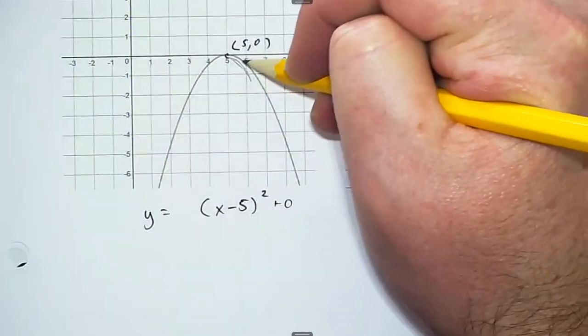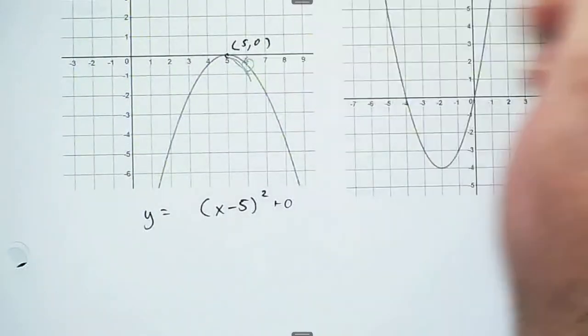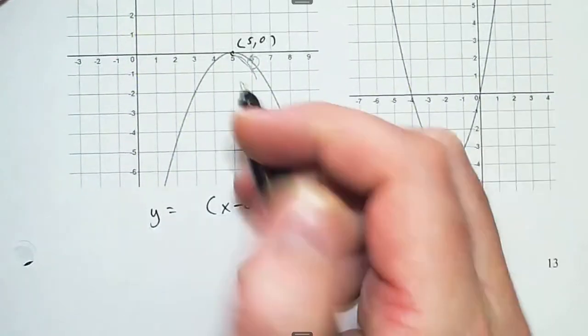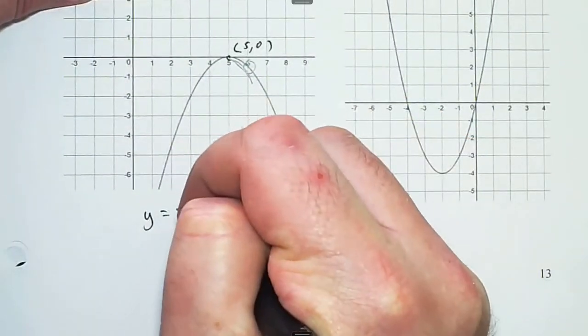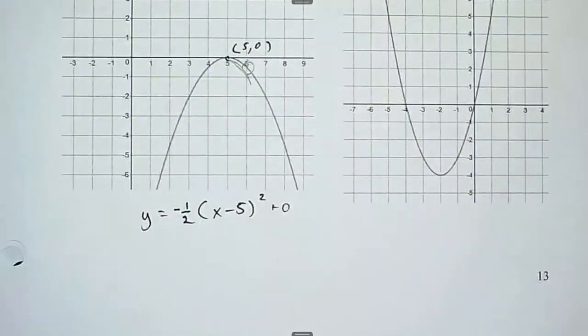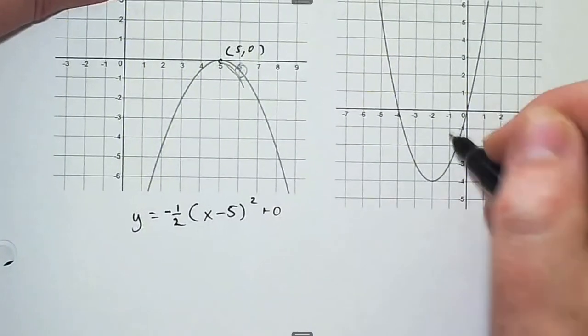So do you see how this is half? It only went down half of the unit. That's because there's a multiplication by a half here. So it's negative 1/2. So it's been stretched wider. Let's take a look at the next one.